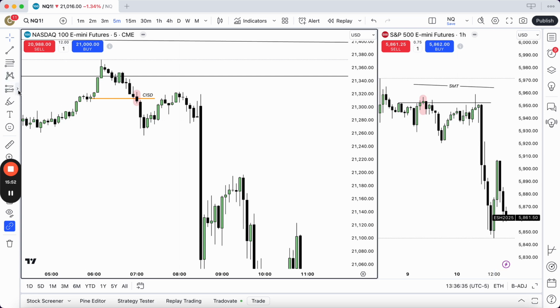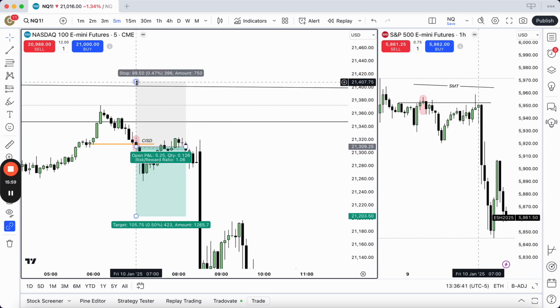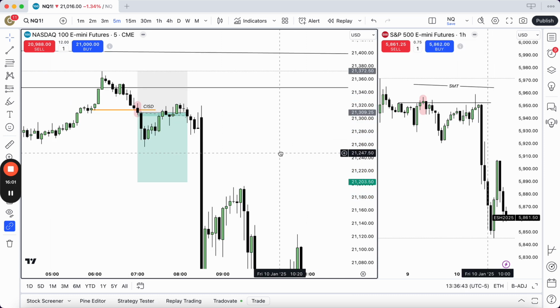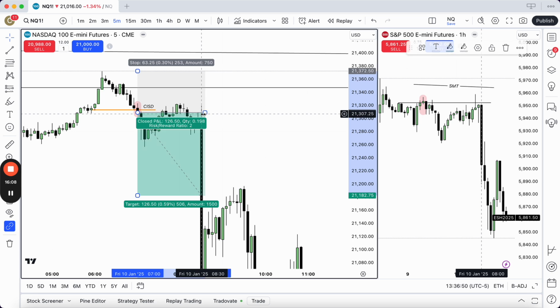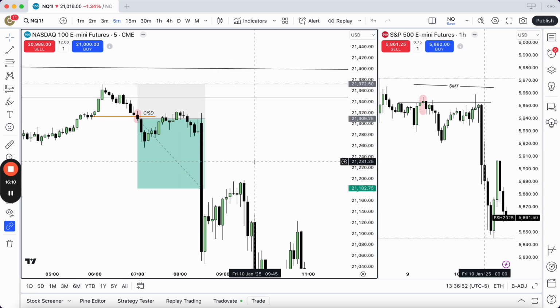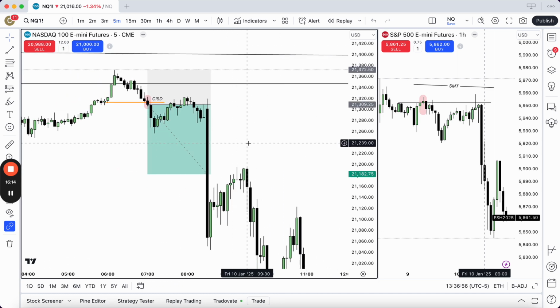So this would be your entry. Short right here on this candle closure, you would target 2R. You put your stop at the high, protected high. You would target 2R right there. And this would be the trade completed. So this is exactly how you can use liquidity to take trades.